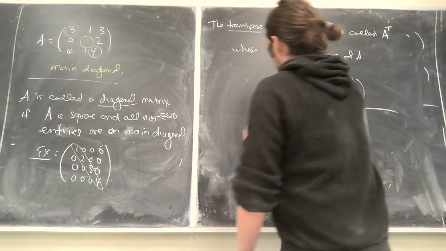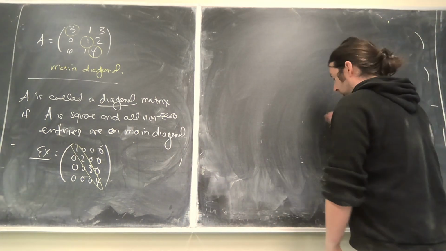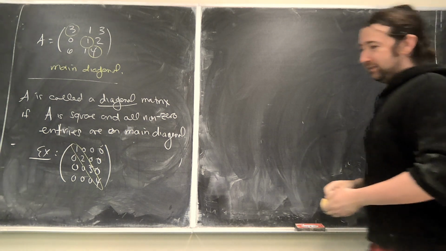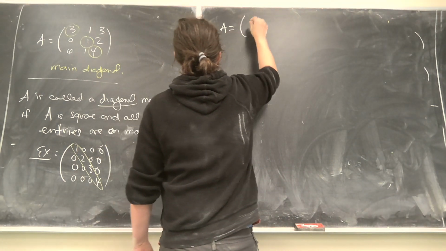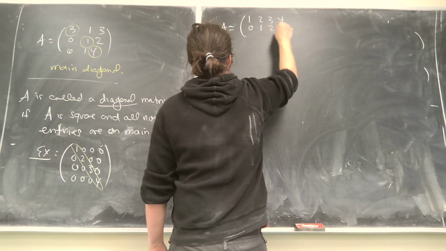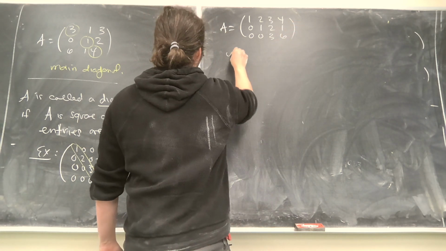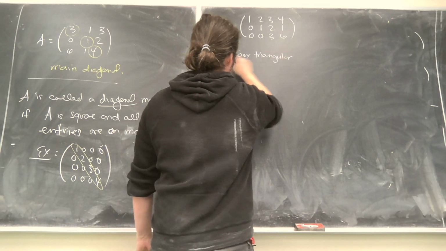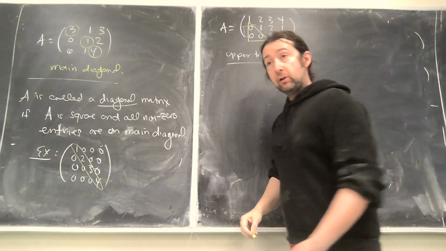We also have notions of what are called upper and lower triangular matrices, which will be important when we start doing Gaussian elimination. If you've seen Gaussian elimination before, it's going to come back with a vengeance in here, but in a better way probably than you learned before. So if I write down a matrix that looks like this, 1, 2, 3, 4, 0, 1, 2, 1, 0, 0, 3, 6, this matrix is called upper triangular, because all of its entries below the main diagonal are 0.